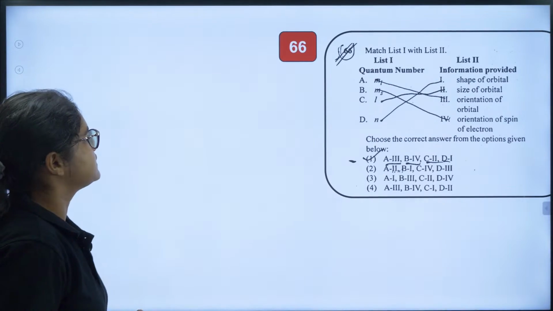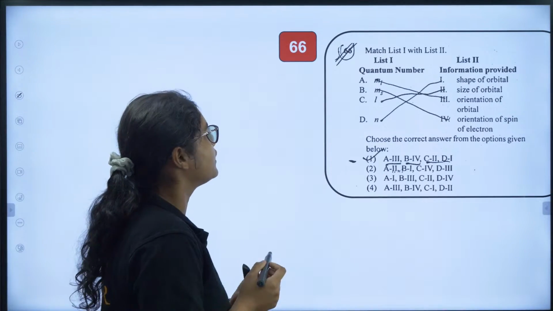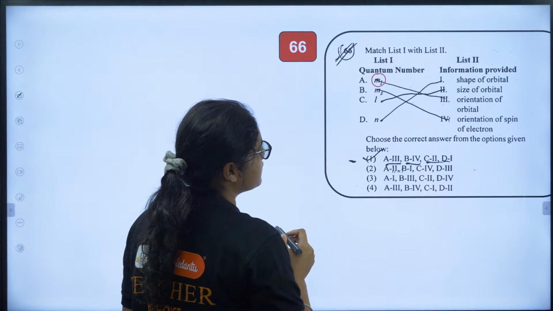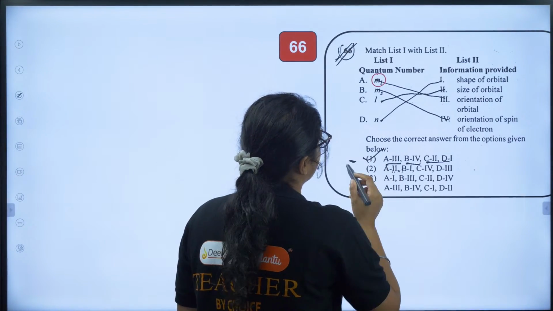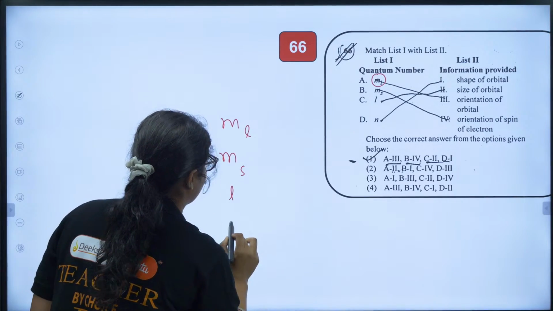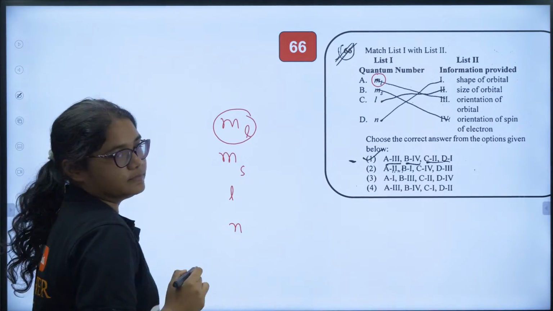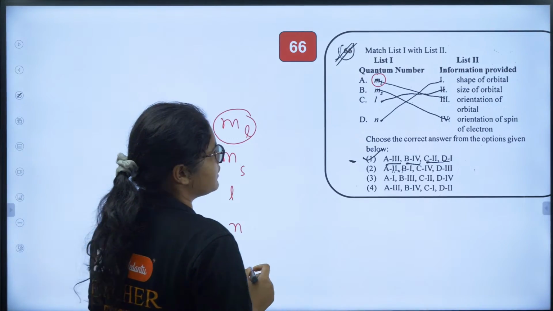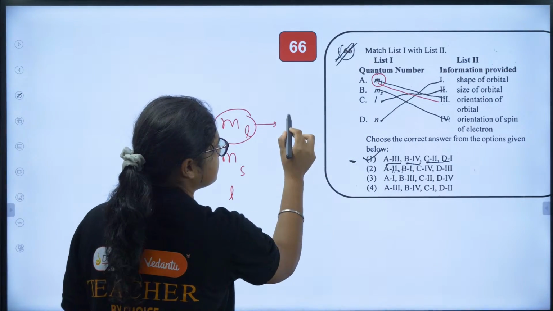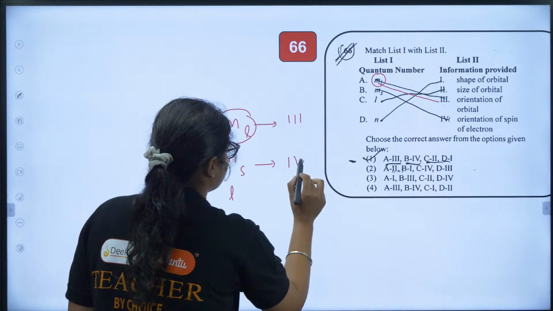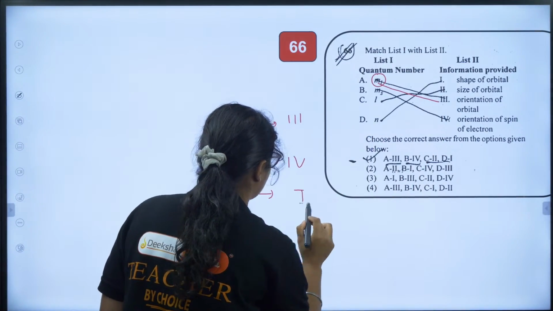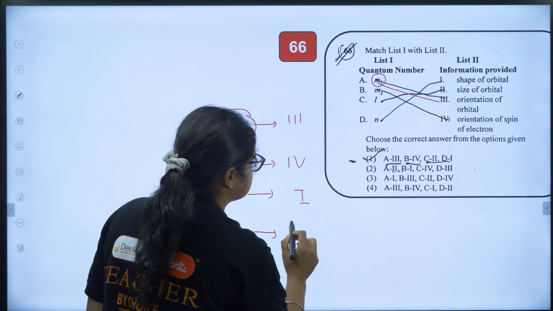Now coming to the next question. So these are from your quantum numbers. So if you see first, ML, it is your azimuthal quantum number. It tells about the, so we have here ML, MS, L and N. So this is your magnetic quantum number. Magnetic quantum number tells about the orientation of the orbital. MS is the spin quantum number, L, that is your azimuthal quantum number, tells about the shape of the orbital, and N tells about the size of the orbital.